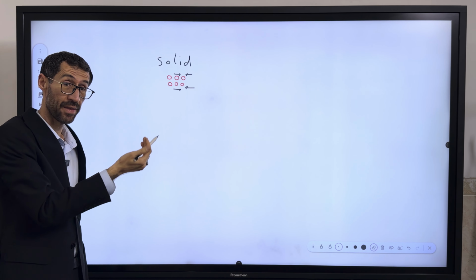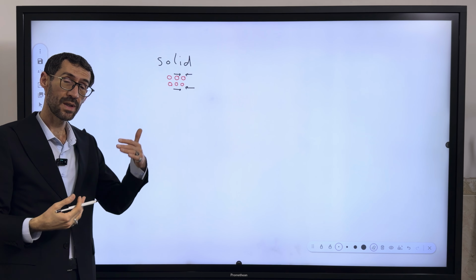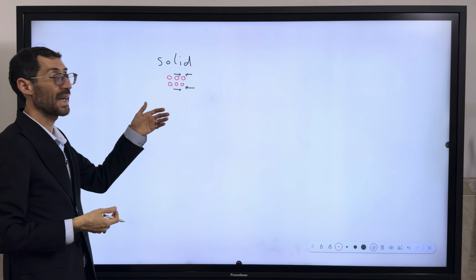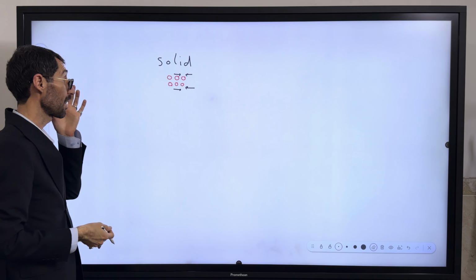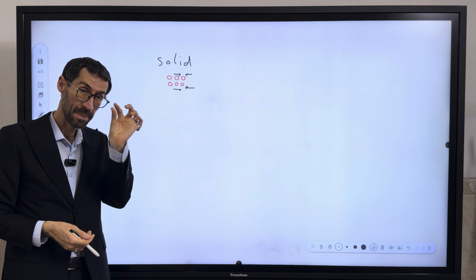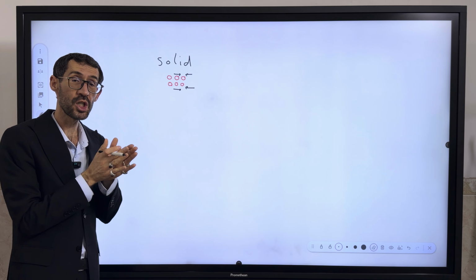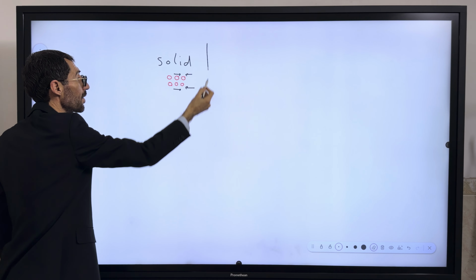One attracts the other, right? The first one attracts the second one, the second one attracts the third one, and so on. This is about the solid. So keep in mind that there's a small gap between two neighboring particles. Particles are about to touch each other. This is about the solid.